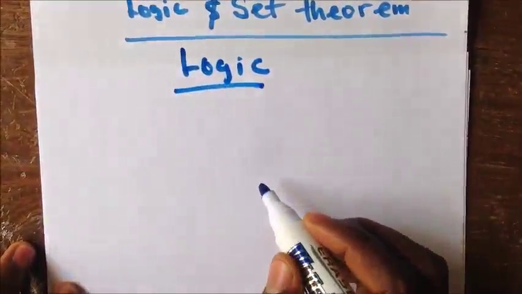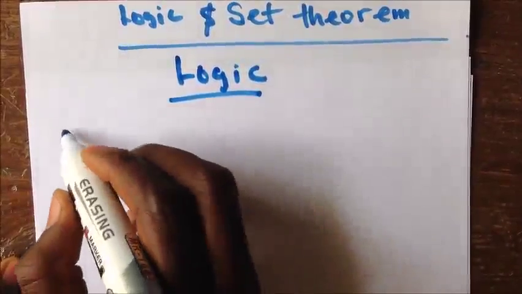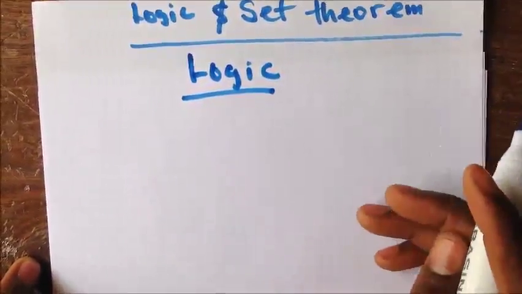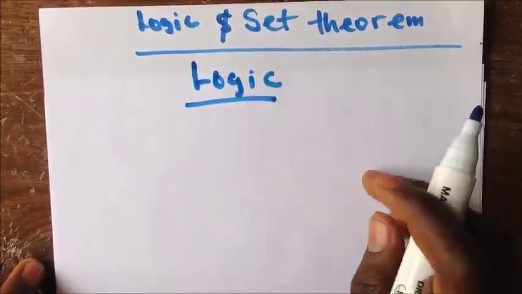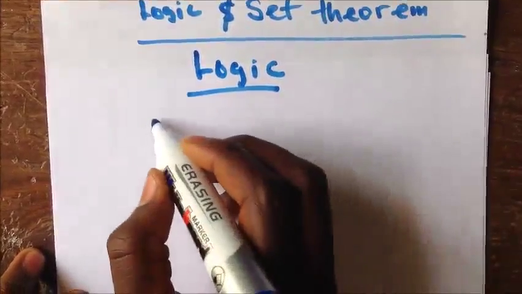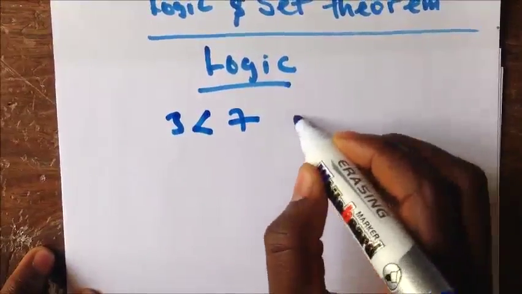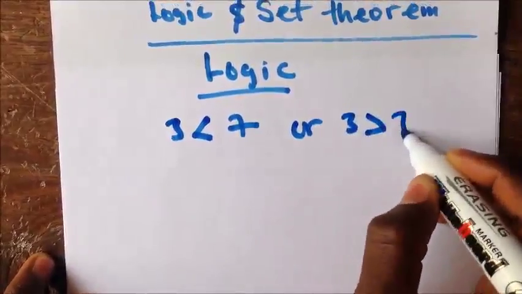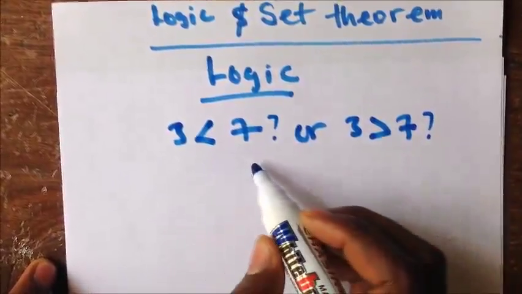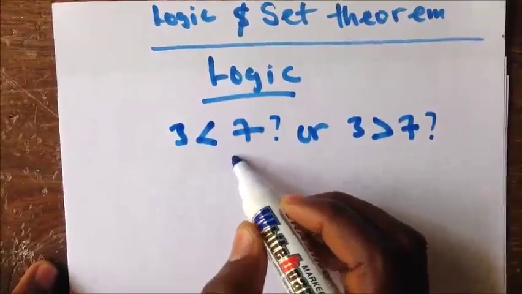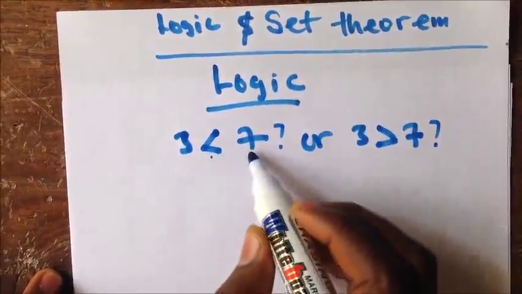Now, when we are talking about logic, we ought to know what is meant by a proposition. A proposition is a statement that is either true or false, but not both. How can we know? If I say 3 is less than 7, or 3 is greater than 7, and I give you this in the form of a question, it will be either true or false.